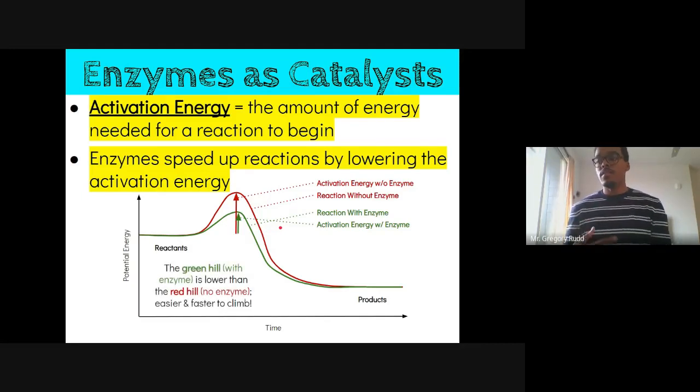So the green hill, which depicts a reaction with an enzyme, is lower than the red hill, which depicts a reaction without an enzyme. And this means that it is easier and faster to climb.